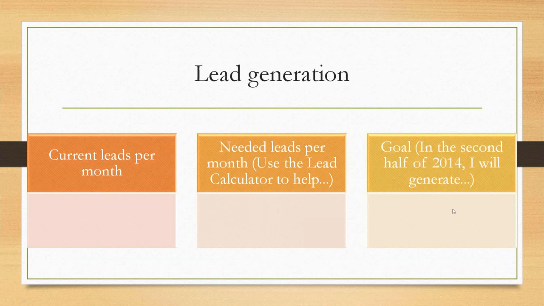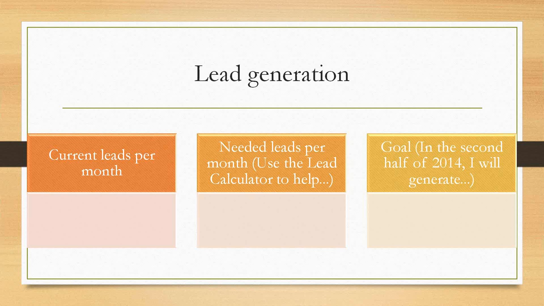For lead generation, you need to know your current leads per month. Suppose write some figures, 6 or 7. Then the needed leads per month. You will not have this lead calculator here as of now, but you can design one. Once you see the business plan we have given, you will understand this lead calculator. As of now, your current leads per month come to 10.